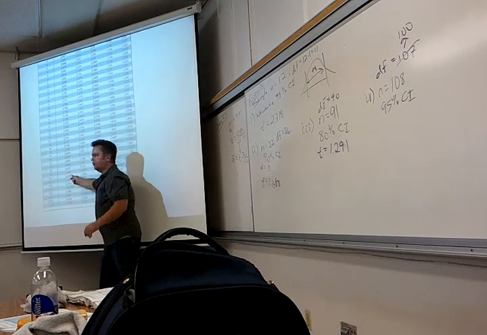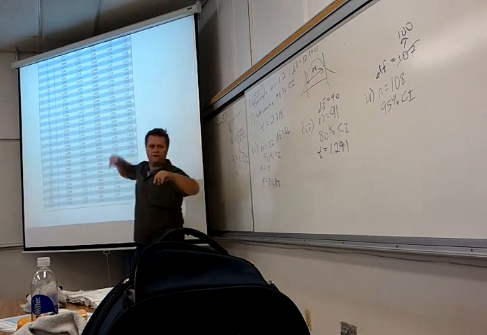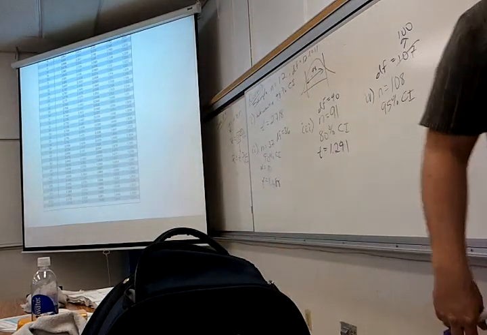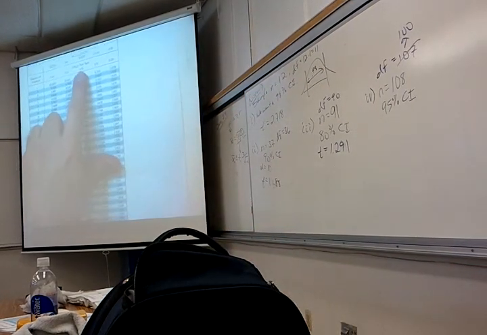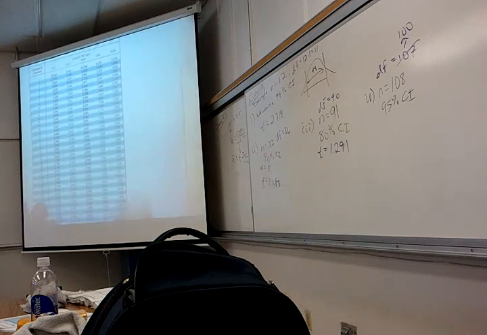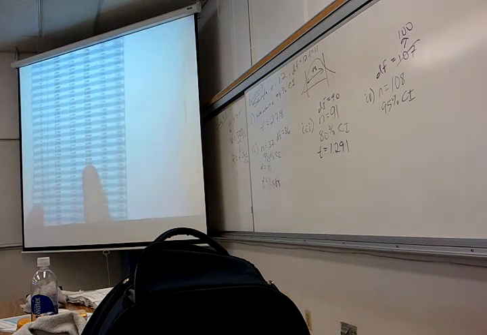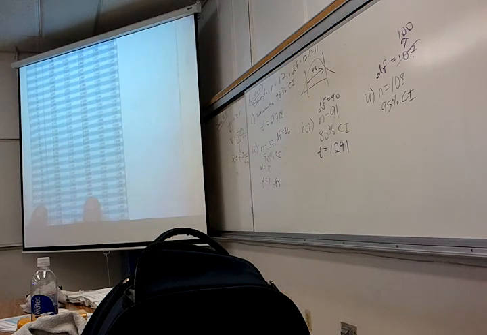So I know it's 100. 95% confidence would be 0.05 in two tails, so I want this middle column. 0.05 in two tails, 100, so it'd be 1.984.